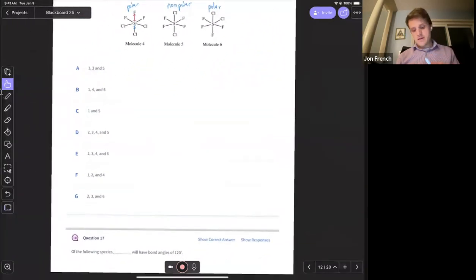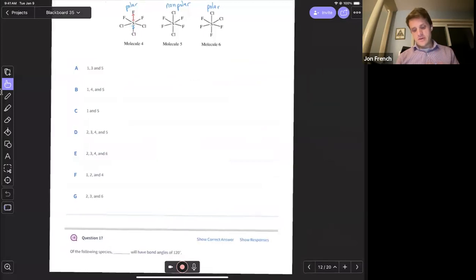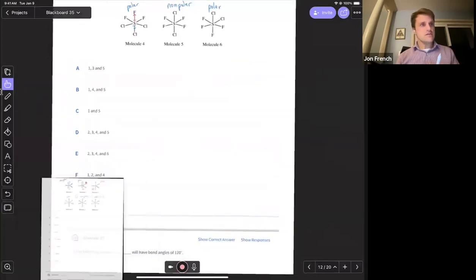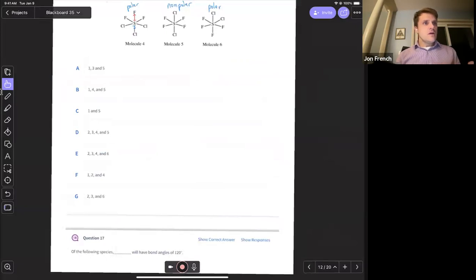Now that was question 16. So question 17, of the following species, which ones will have a bond angle of 120? Will we have to determine polarity with lone pairs? Polarity is mostly based on. Oh, okay, I see what you're saying.